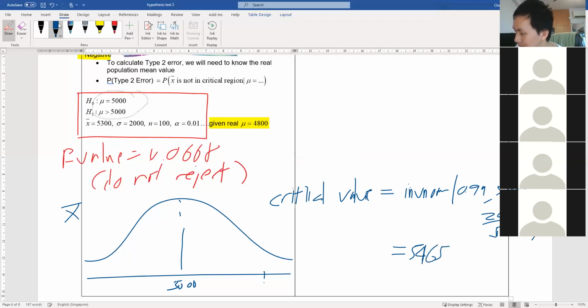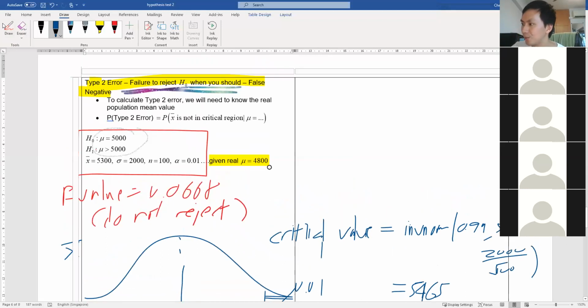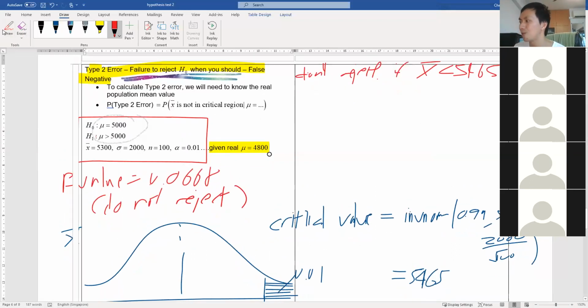So this is our goalpost. This area here is worth 0.01. Everybody can follow? This is what we have been doing in the first hour. So the rule of rejection is: do not reject if your X bar, your sample mean, is less than 5465. Agree? And this is the rule that may cause us to create a type 2 error. Understand so far?